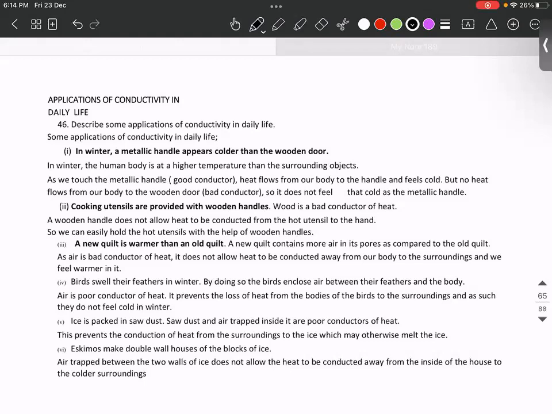Sawdust: the wooden particles that carpenters leave under the edge of the floor. Sawdust and the air trapped in it is again going to be a bad conductor. It does not allow the ice to melt. That is why you are able to carry it from one point to another.